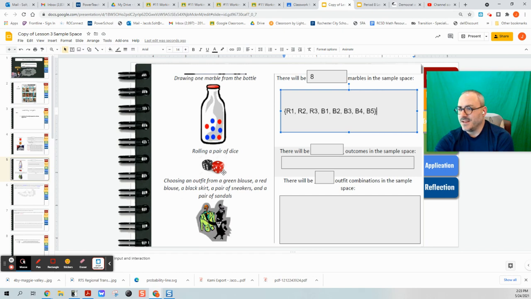Now we're going to roll a pair of dice. We're going to roll a pair of dice and add up the outcome. So think about what are the possibilities here? Think about what's the lowest number you could get if you roll 2 dice and add them up? What's the highest number you could get? Roll 2 dice and add them up.